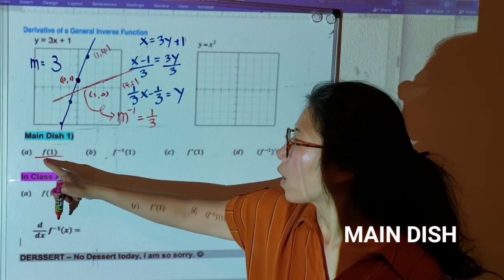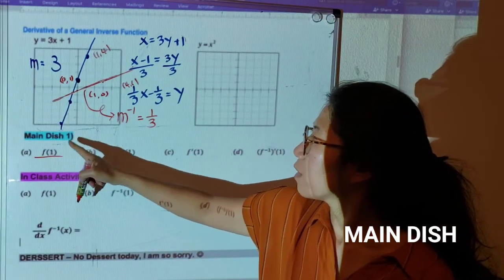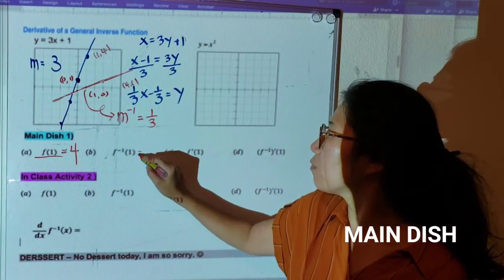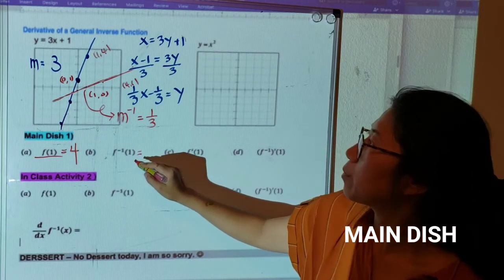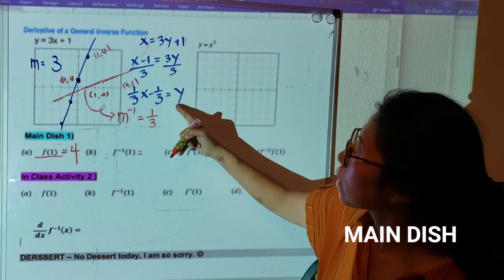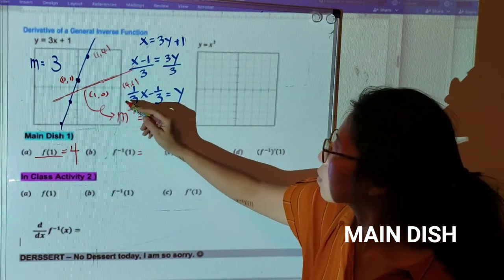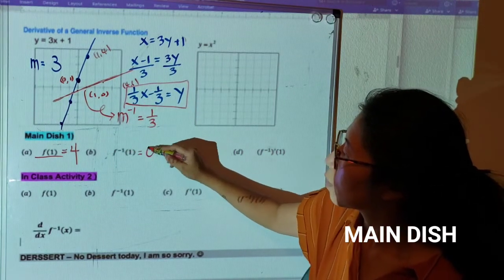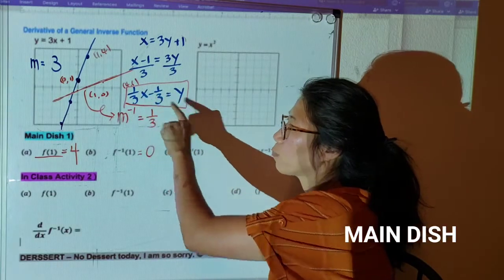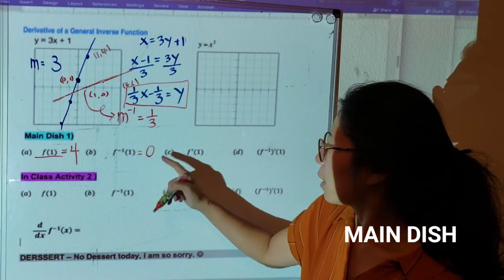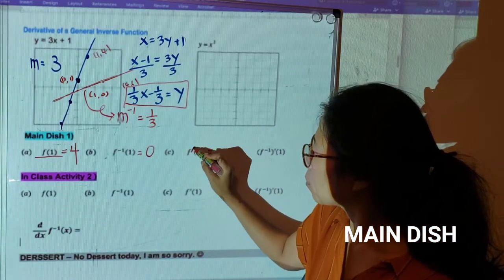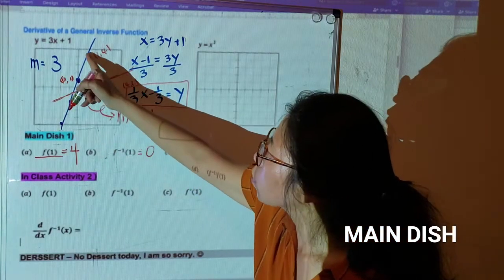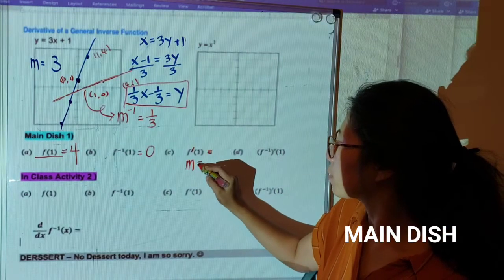Using the first one, what is f of 1 here? Then f of 1 is going to be 4. Then what about the inverse of 1? What does that mean? That means now we have to rewrite this one. The inverse function is this one, so you can plug in 1 here. Then that's going to be 0, right? If you plug in 1, 1/3 minus 1/3 is 0. And what does this mean now? This means the derivative at 1, the slope at 1, is 3.